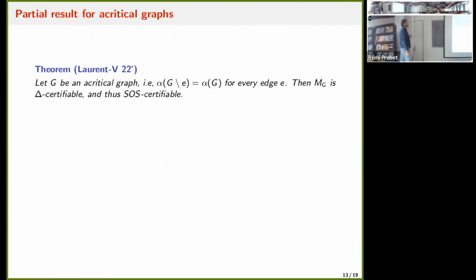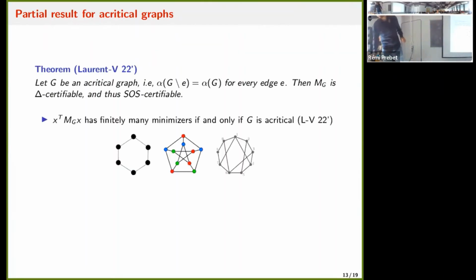And then we obtain this partial result. So if G is a critical graph, which means that if I delete any edge, the stability number is going to be the same, then the matrix M_G is delta certifiable and therefore SOS certifiable. Some examples of critical graphs are even cycles, the Petersen graph, and also the Kneser graphs are critical. So it's a class of graphs for which there are many of them.